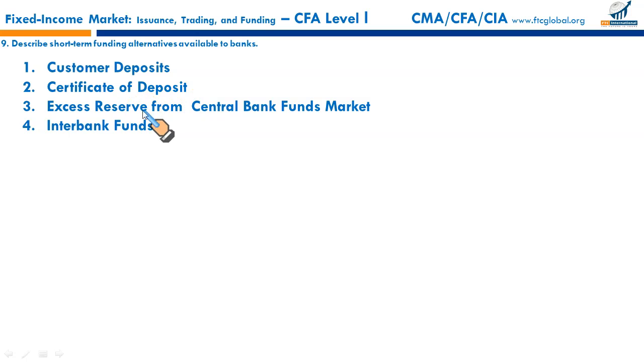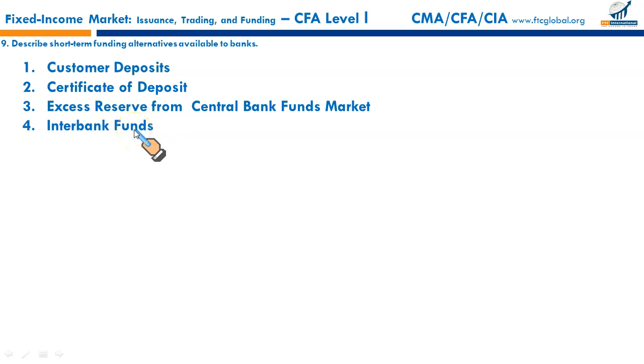So some banks might have excess reserves with the central bank, and some banks might have a shortfall in their reserves. Those with the excess reserves can sell their excess reserves to those with the shortfall for periods as little as 1 day, overnight funds. So the rate applicable on these funds is called the central bank funds rate.